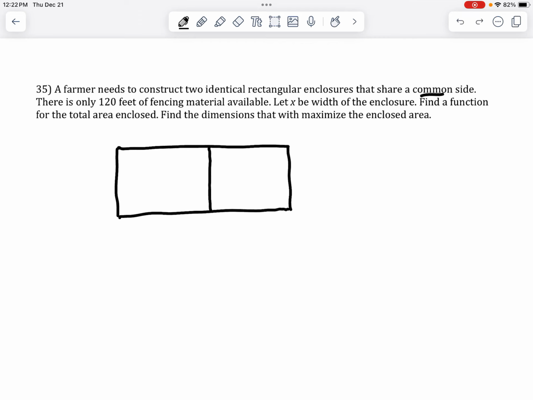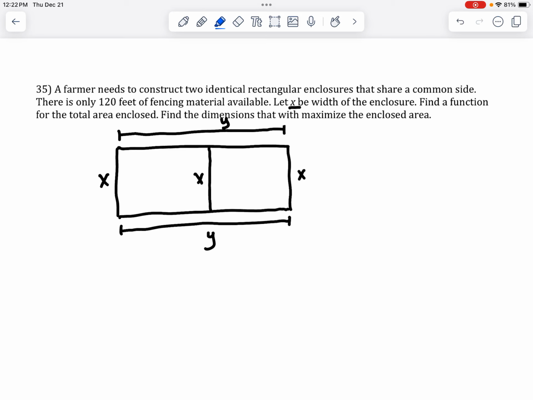And then, since it's a rectangle, well, it says to use x as the width. So that means this would be x, this would also be x, and this would also be x. And then for the bottom and the top, I can't use x because that would make it a square. So just use a different letter like y. So the bottom is a length of y and the top is a length of y.